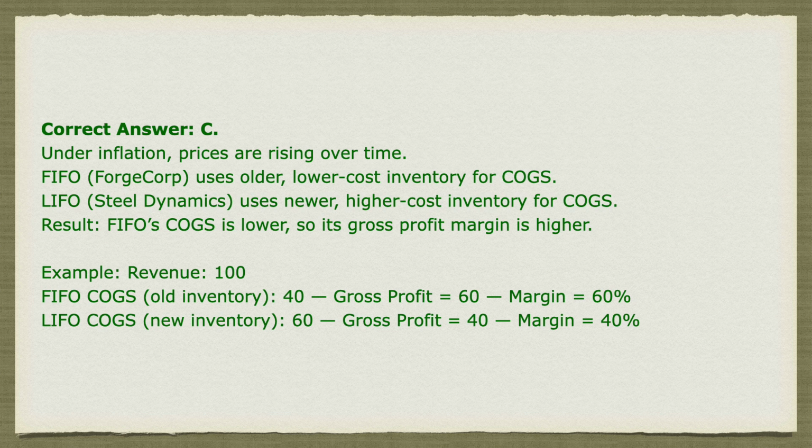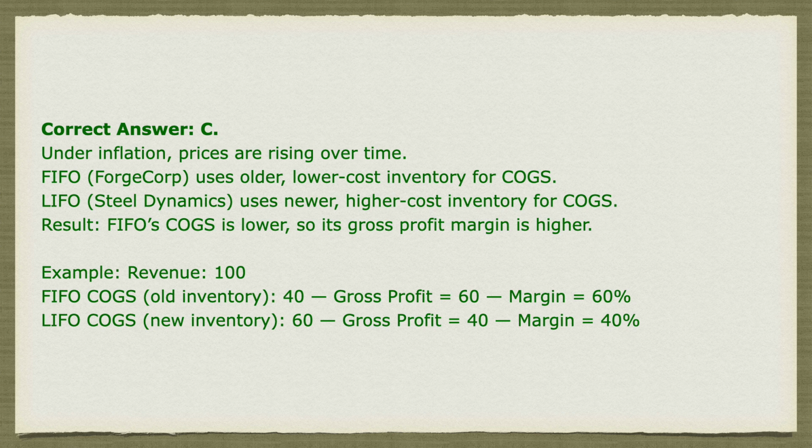Correct answer, C. Under inflation, prices are rising over time. FIFO, Forge Corp, uses older, lower-cost inventory for COGS. LIFO, Steel Dynamics, uses newer, higher-cost inventory for COGS. Result, FIFO's COGS is lower, so its gross profit margin is higher.